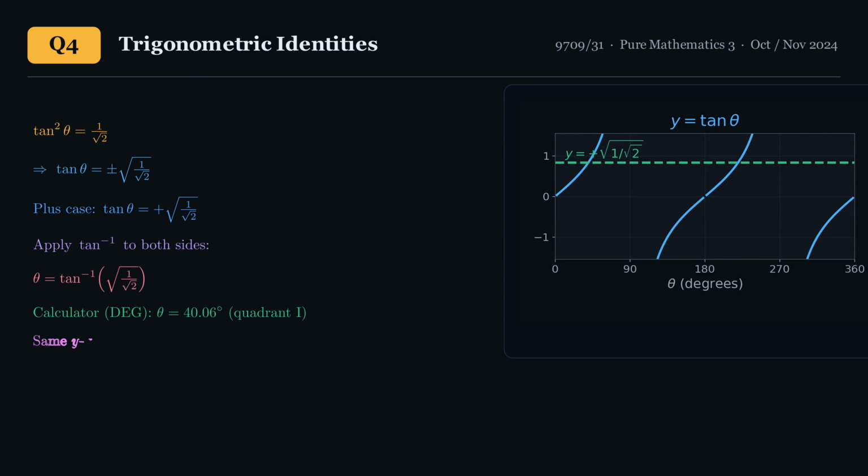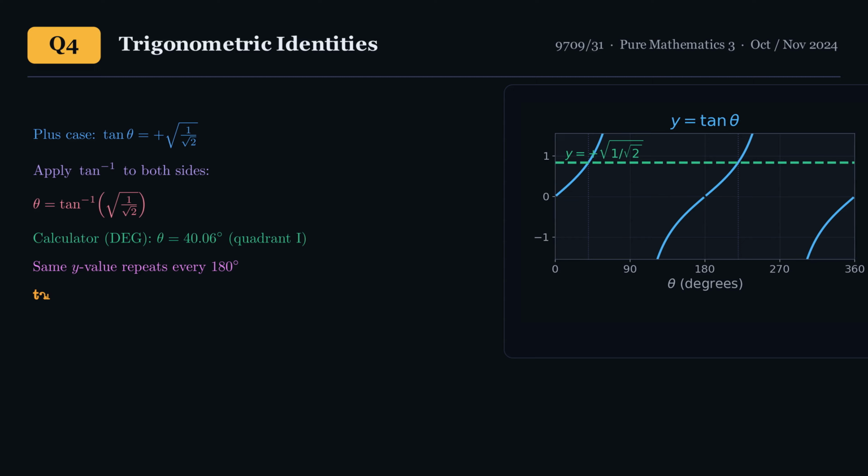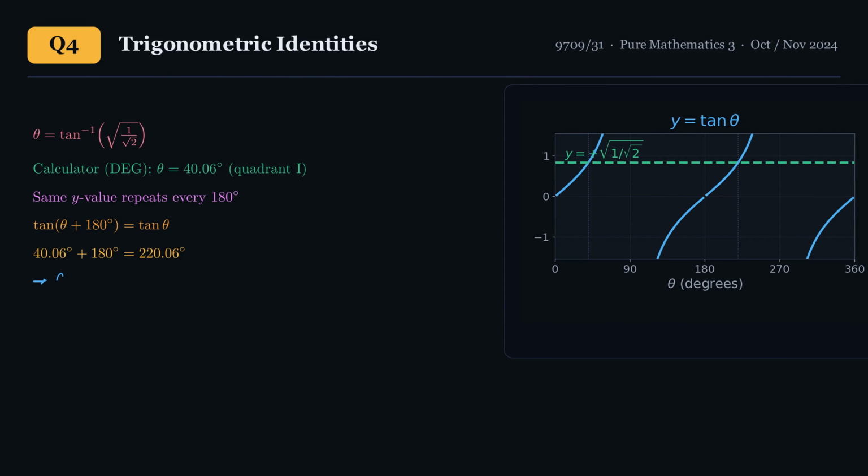But tan is not 1 to 1. The same height on the graph comes back every 180 degrees. Use the identity, tan of theta plus 180 degrees equals tan theta. Add 180 to the first angle, 40.06 plus 180 equals 220.06 degrees. So for the positive root, theta equals 40.06 and 220.06 degrees.